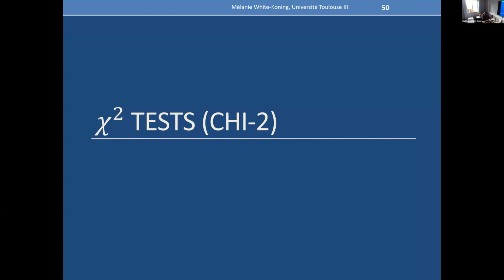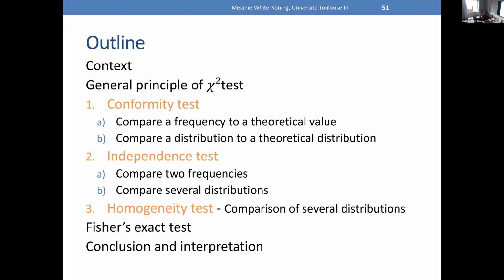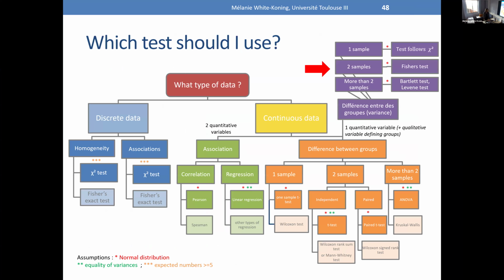So now we're going to look at chi-squared tests. So chi-squared tests are used for qualitative variables, okay? Well, I wrote discrete data, actually it's qualitative variables, data.